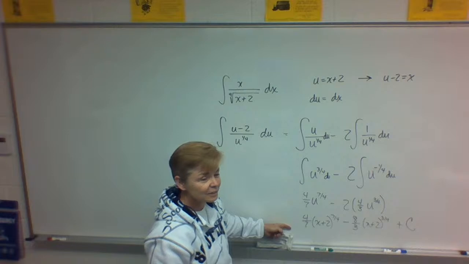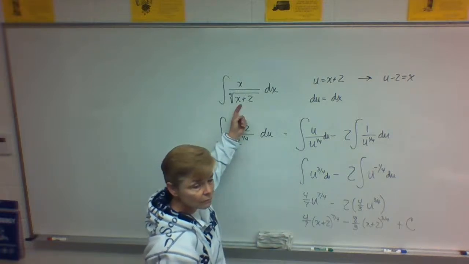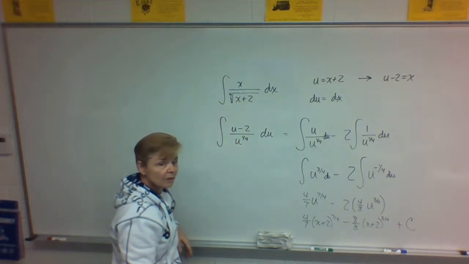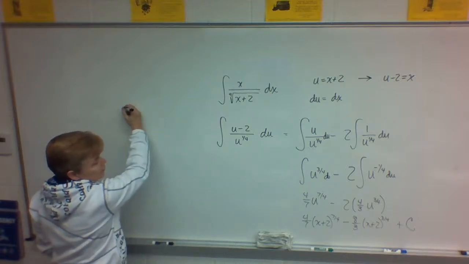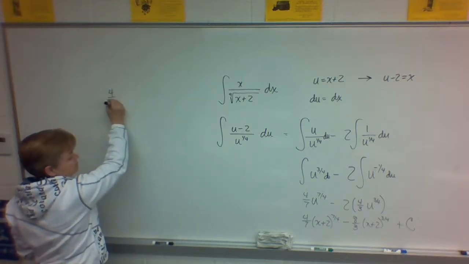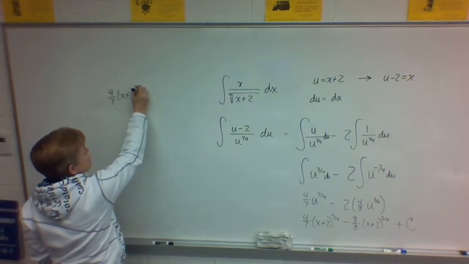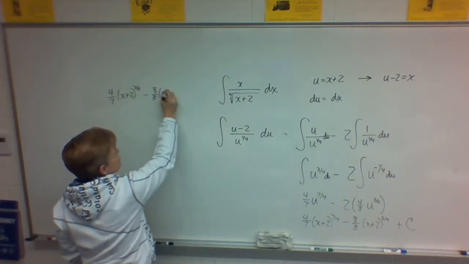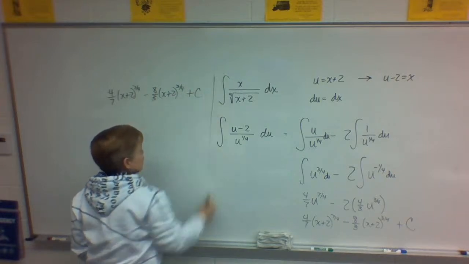Derive that and put it back into that. If you derived this, you would get this. Can we do that though? Sure, if you want. Yeah, sure, let's do it. Okay, I'll come over here because I got more room on my tape. I have 4/7 (x plus 2) to the 7/4 minus 8/3 (x plus 2) to the 3/4 plus c. Okay, so we're gonna derive that.